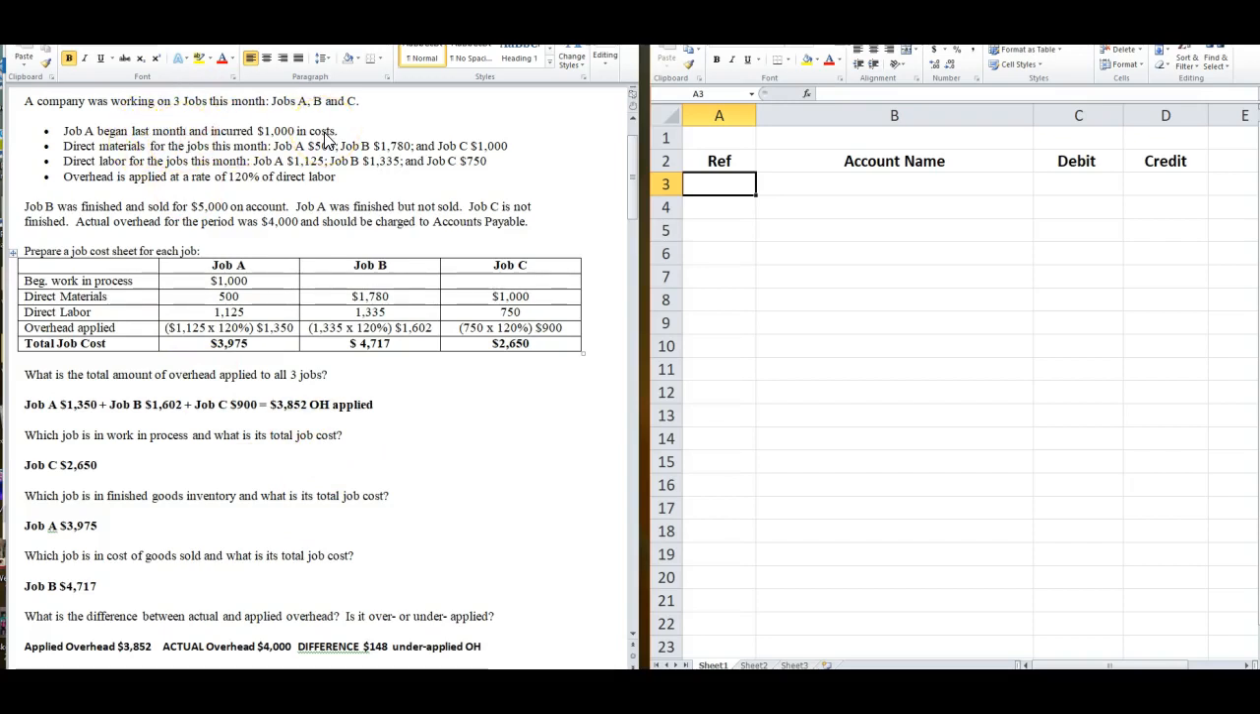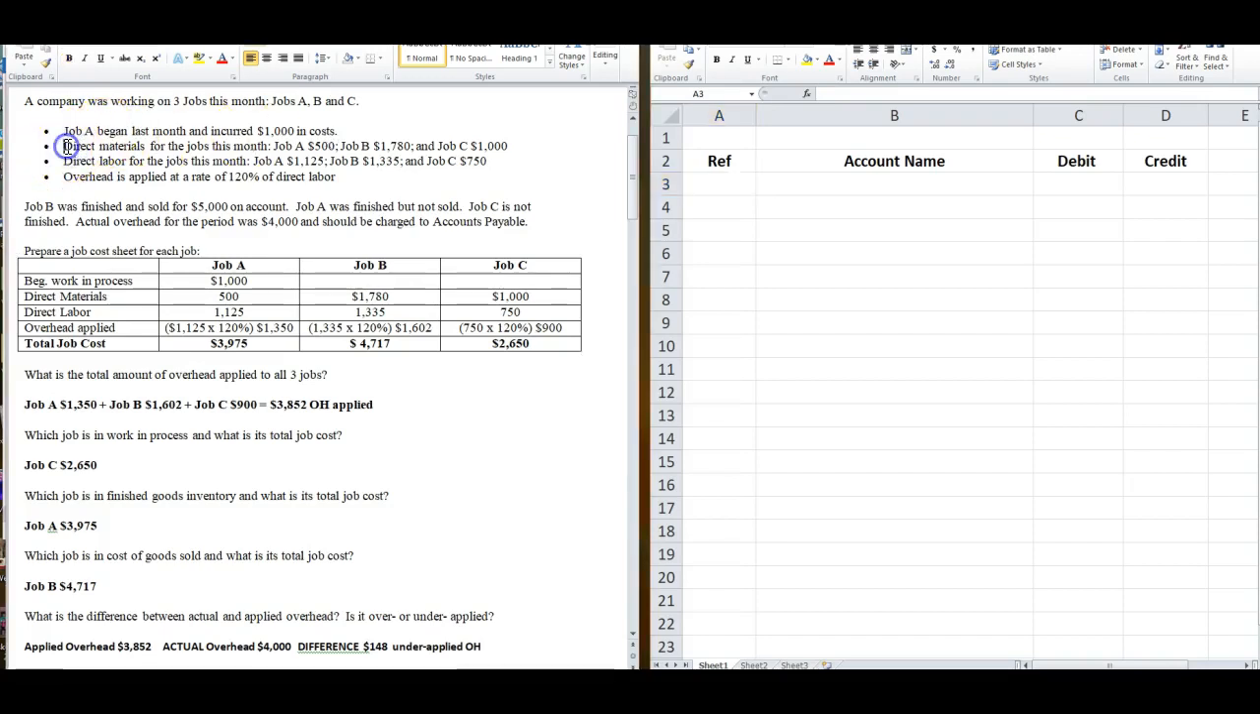Do we need a journal entry when we're recording beginning work in process? And the answer is no. We don't need any journal entry because these are the costs that were recorded in prior months that have just been rolled over to the current month. So we never do a journal entry for that.